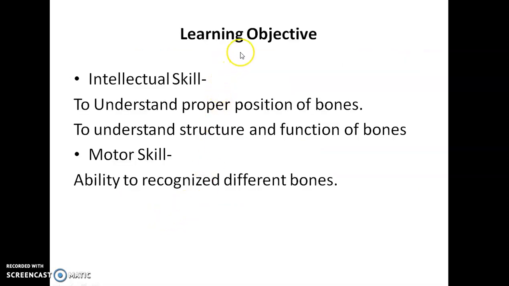Generally, the learning objective of this experiment is to enhance intellectual skills as well as motor skills. In the intellectual skills, to understand the proper positions of bones, and to understand the structure and functions of bones. In the motor skills, the ability to recognize the different bones.